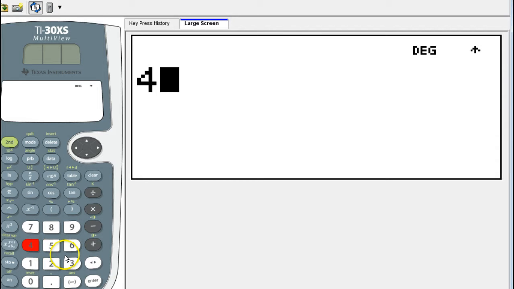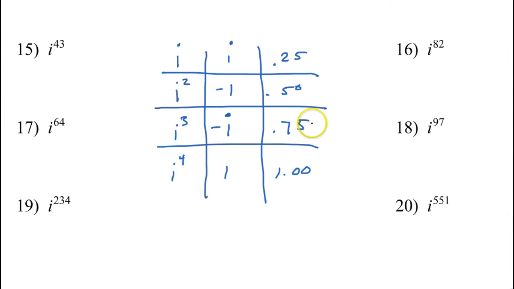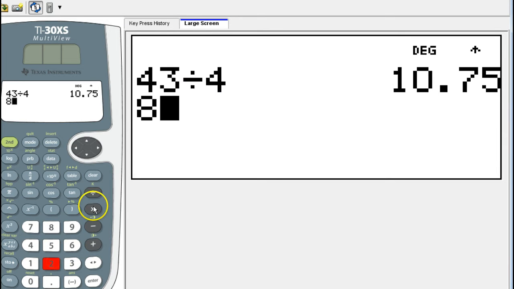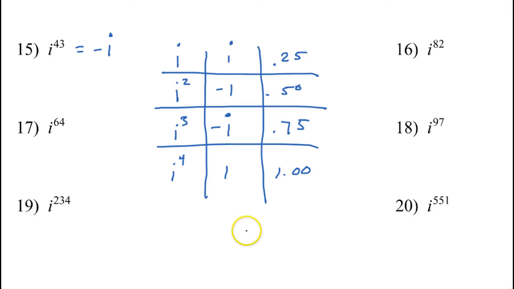For example, if I do 43 divided by 4, that is 10.75. Focus on the 0.75. That puts us here on the chart. That means the answer is negative i. So this is negative i. 82. 82 divided by 4. That's 20.5. Look at the 0.5. That puts us here. The answer is negative 1.